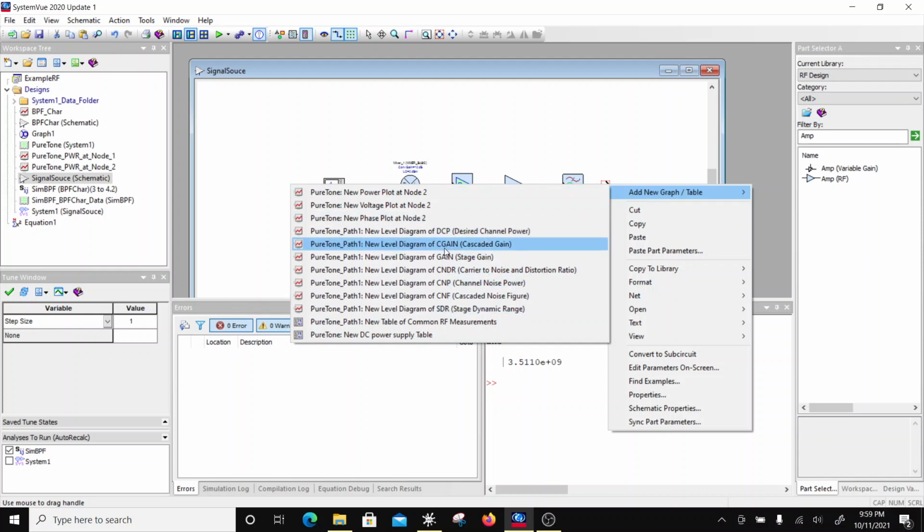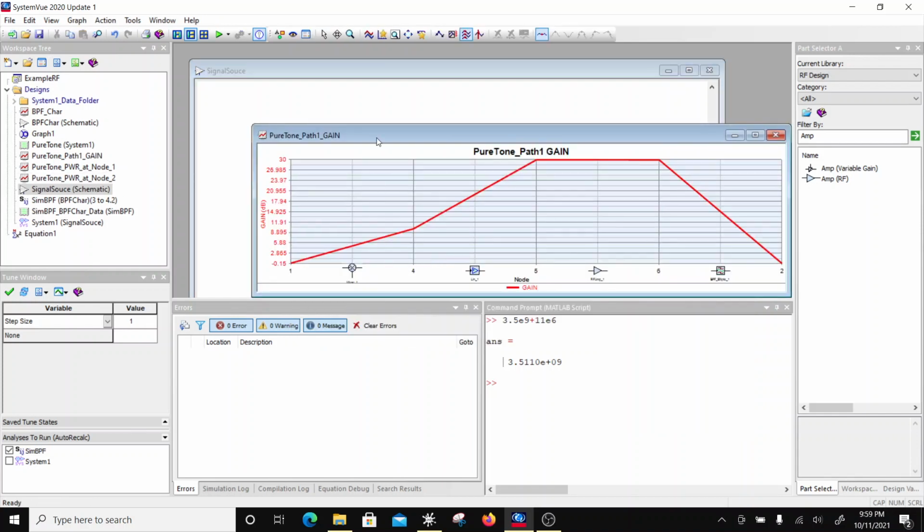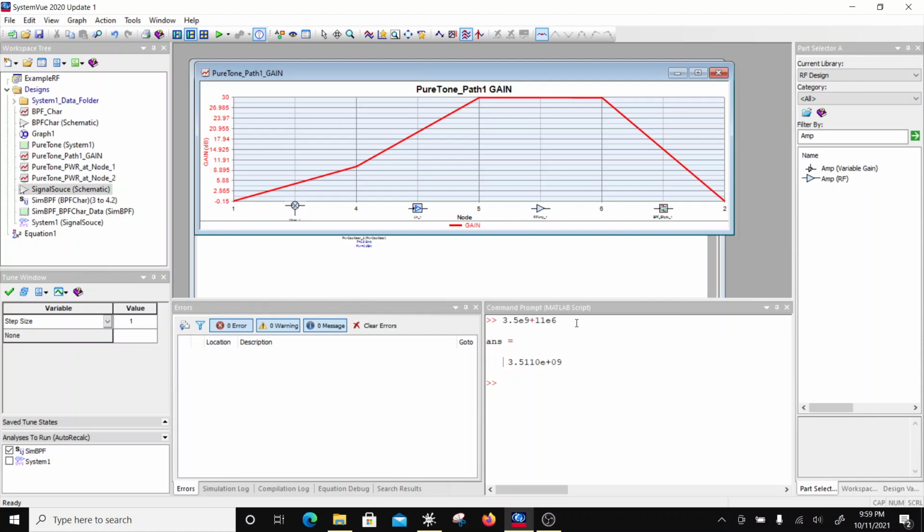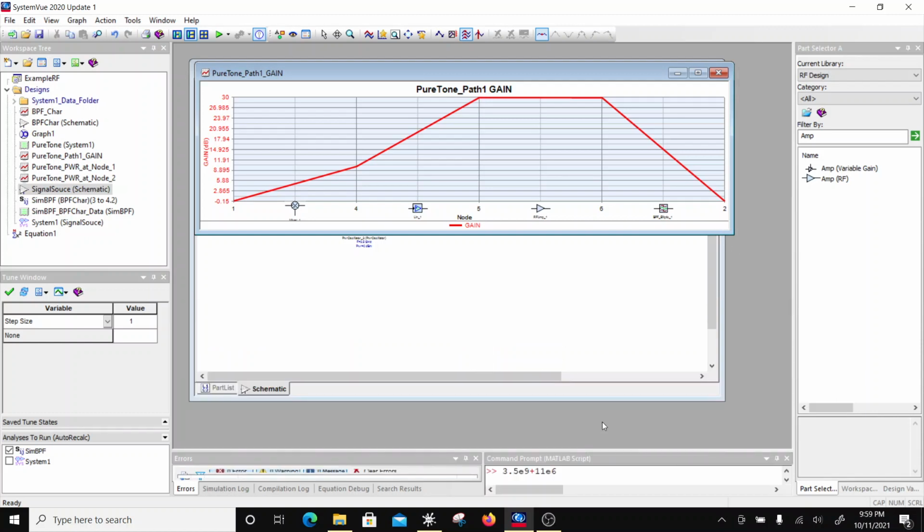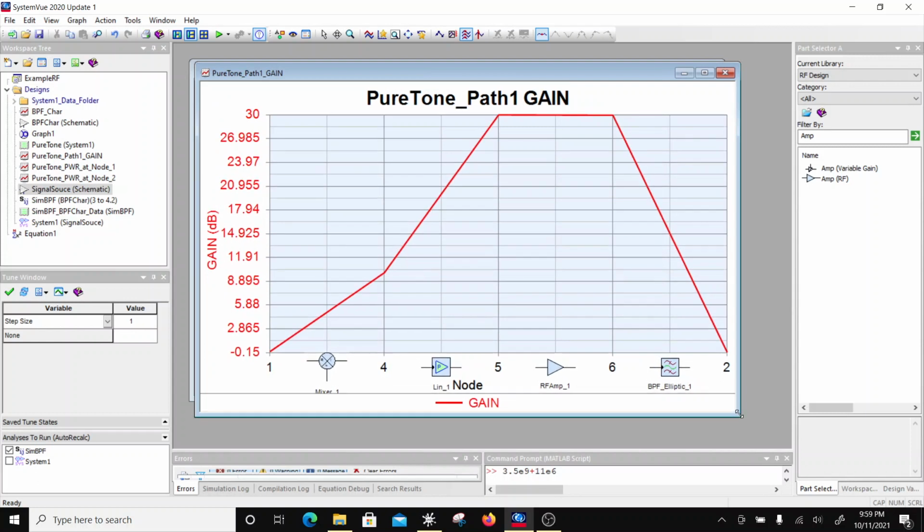So let's say if I want to look at gain compression or cascaded gain or gain. If I look at gain, let's see what's happening over here. This is going to become more interesting. I'm doing a gain budgeting. So a mixer gave me a gain. This represents a mixer. This is my input port here. At node 1 I have a 0 dB gain, but coming to the output node I have 10 dB gain, which is the conversion gain of the mixer.